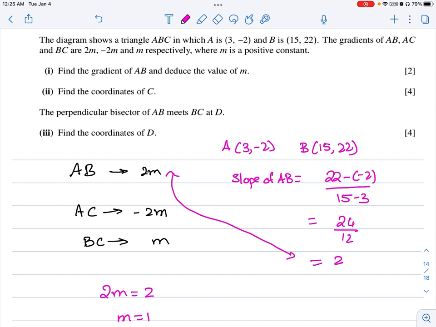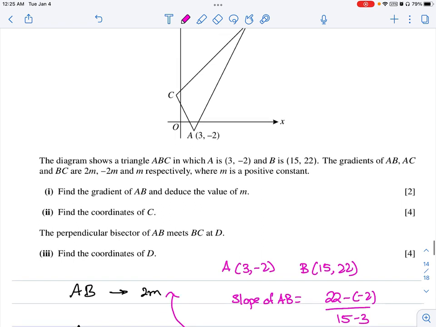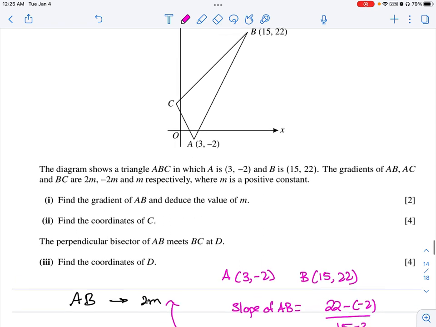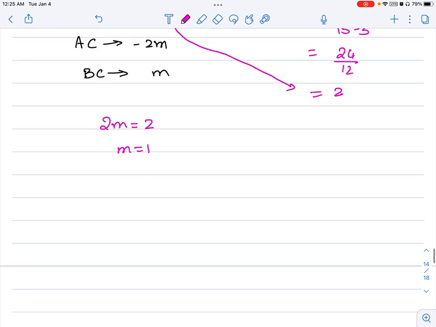Find the coordinates of C. He is asking us to find the coordinates of C. So how do I find the coordinates of C? We'll find the equation of AC and we'll find the equation of BC. They do intersect at C, and we find the point of intersection of those two straight lines.